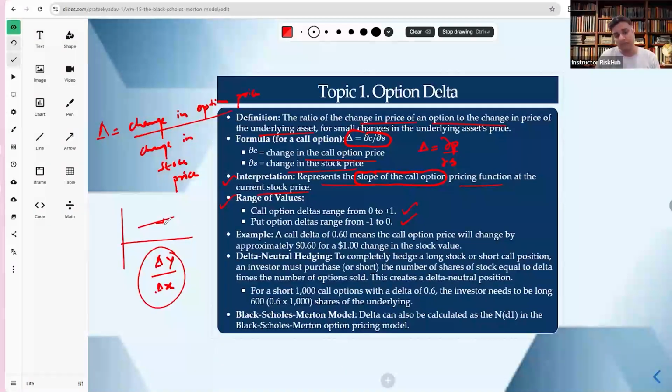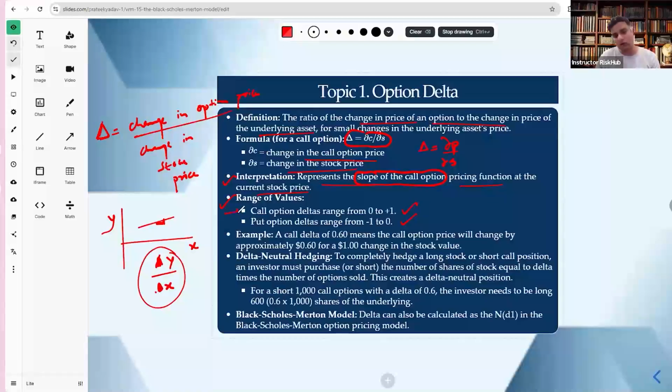So slope of something is change in y divided by change in x, right? Same thing here. Delta is nothing but change. Change here I'm noting by this symbol. I should not do it to be fair, but just because this is how we write. Delta is nothing but change in the option price over change in stock price. So slope is change in y-axis divided by change in x-axis, right?